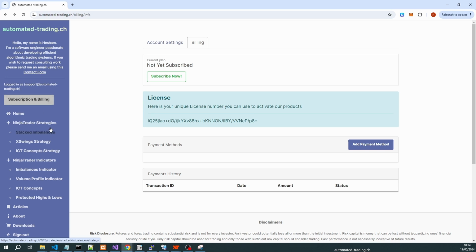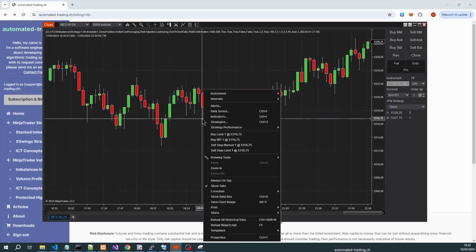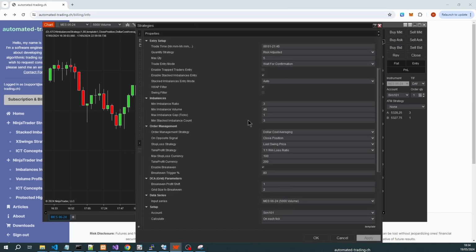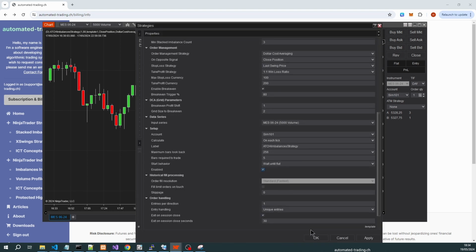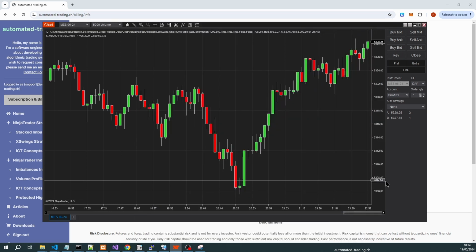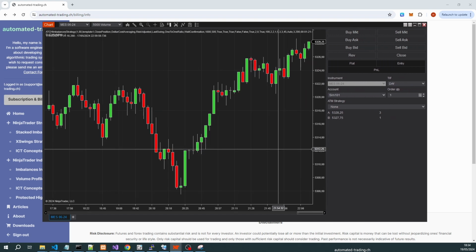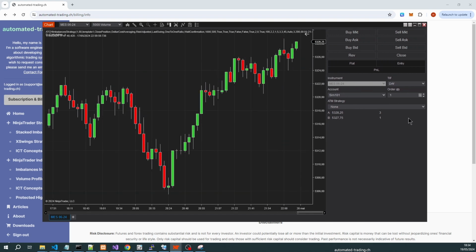That's it. I just wanted to show you how you can find your license and talk a little bit about the subscription. To enter your license, if you enable the strategy, you will see the subscription panel here. You should display it on the chart panel.